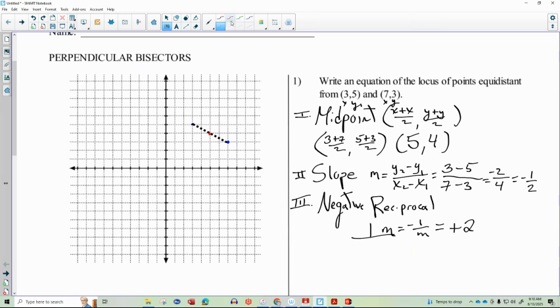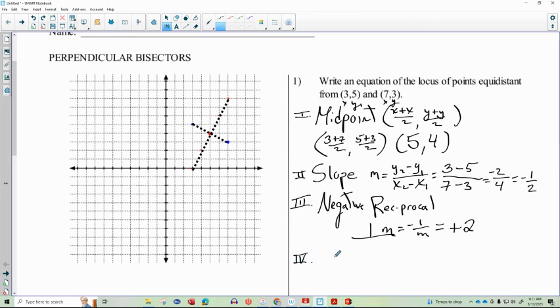Perfect. Now that should also make sense when I come back here, because if I do a positive 2 slope from this point, I go up 2, across 1, up 2, across 1, down 2 to the, oh yeah, that line right here certainly does look perpendicular to the first 2 points and going through the middle. That's what a perpendicular bisector is. All right, so now we just have to be able to write the equation, which is our final step.